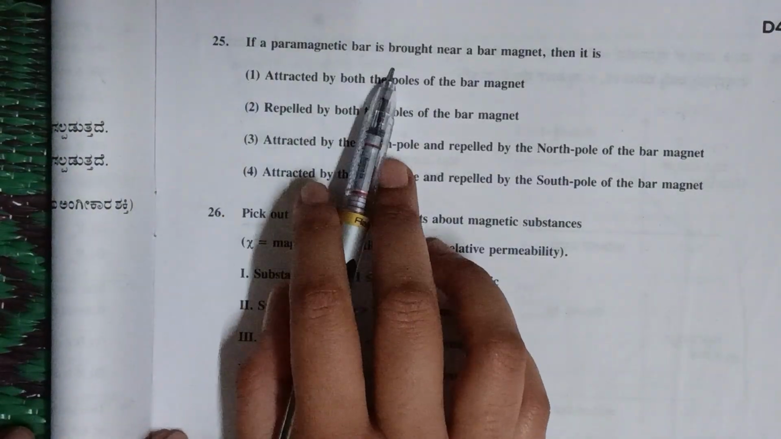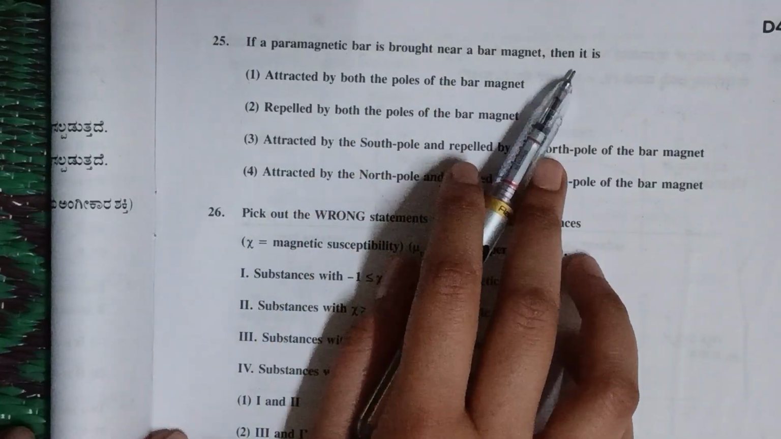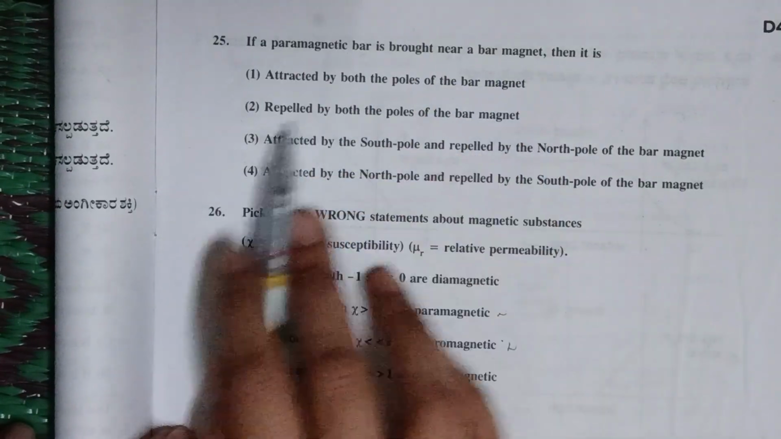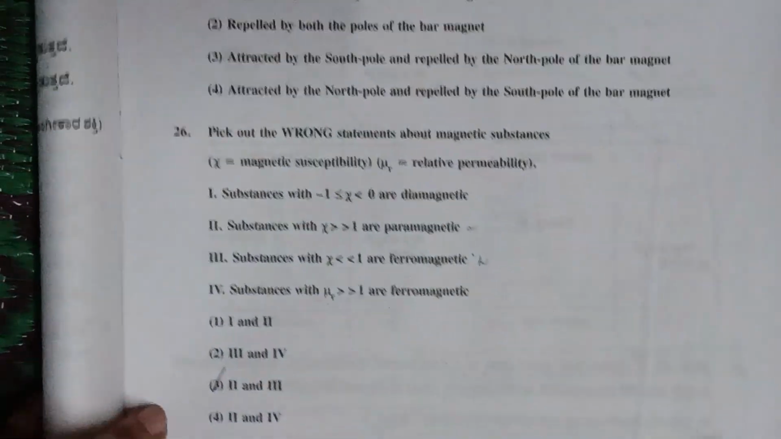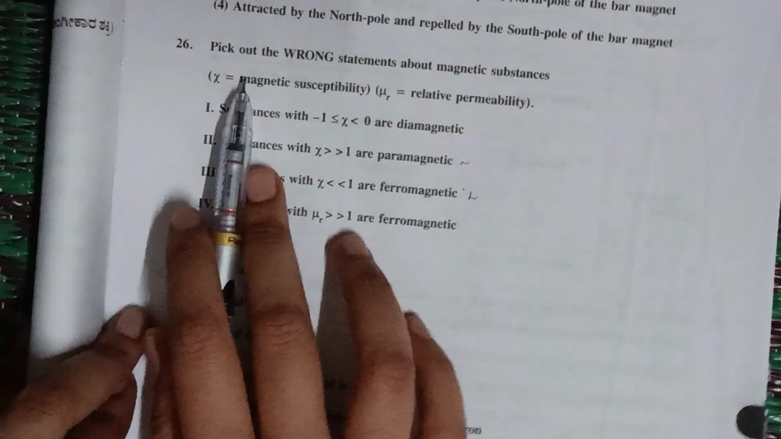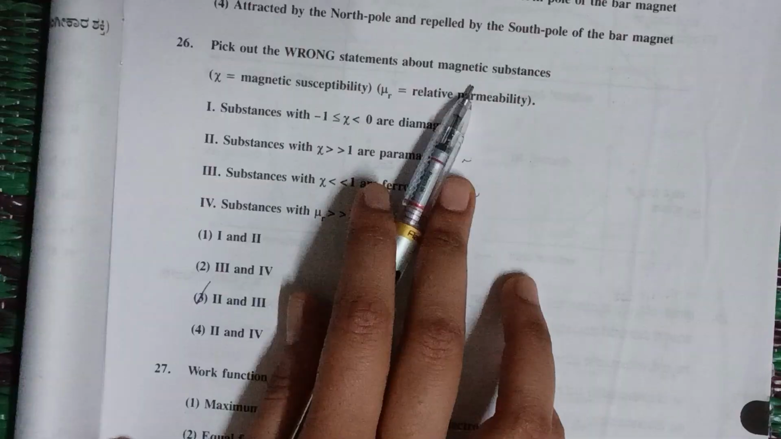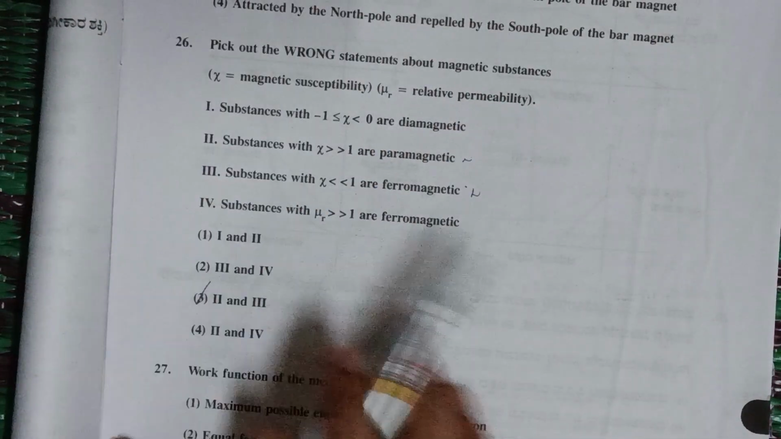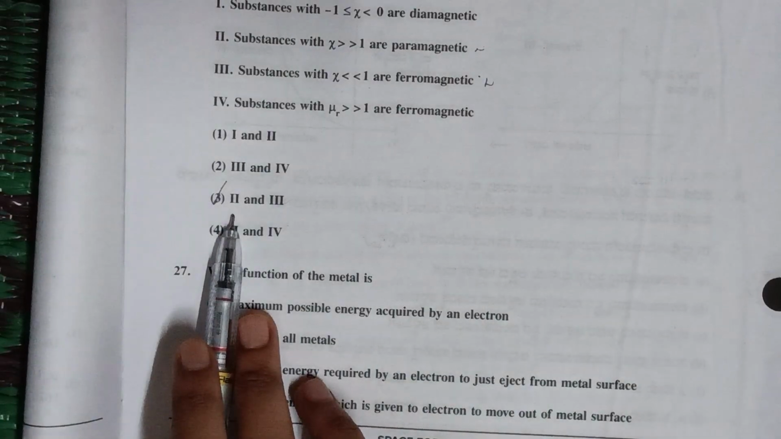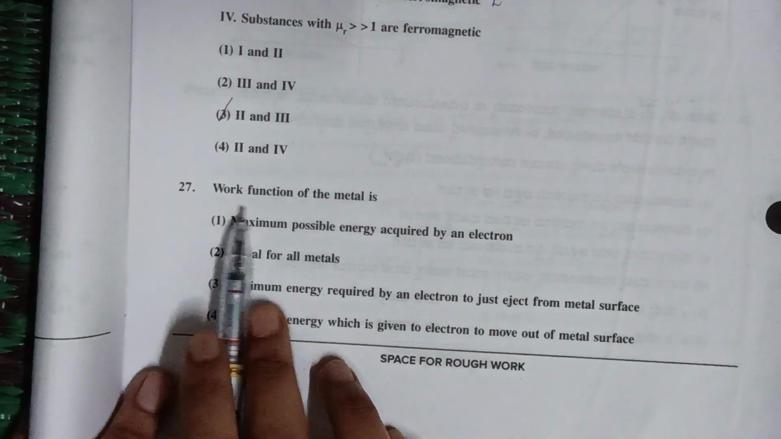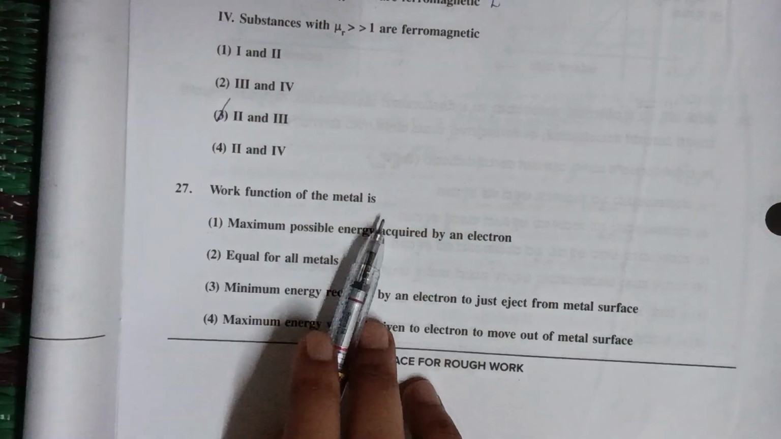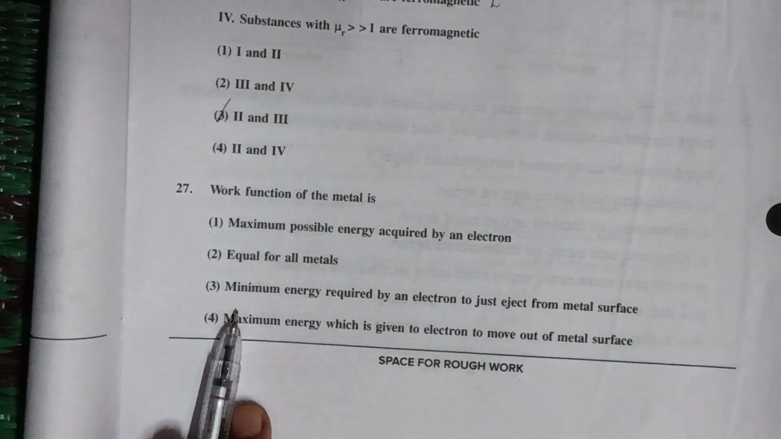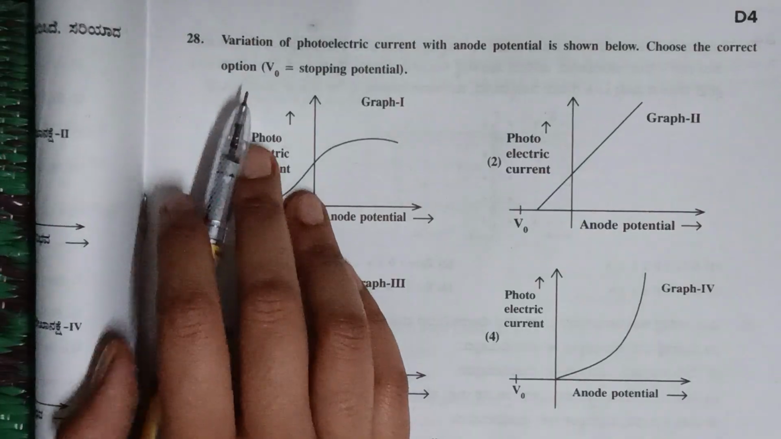If a paramagnetic bar is brought near a bar magnet, then it is. Option 1 is the correct answer. 26th question. Pick out the wrong statements about magnetic substances. Option 3 is the correct answer. 27. Work function of a metal is. Option 3 is the correct answer.